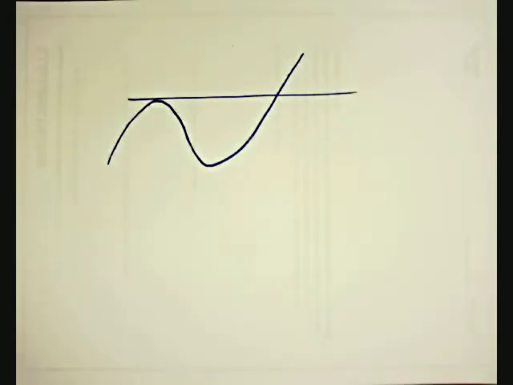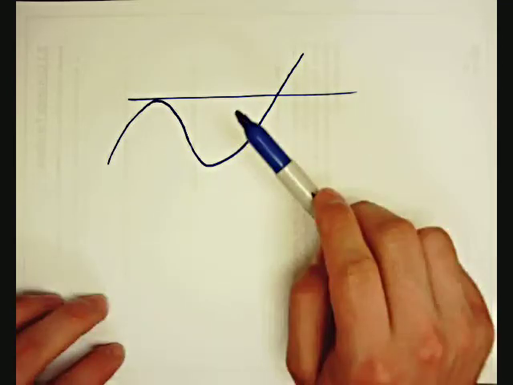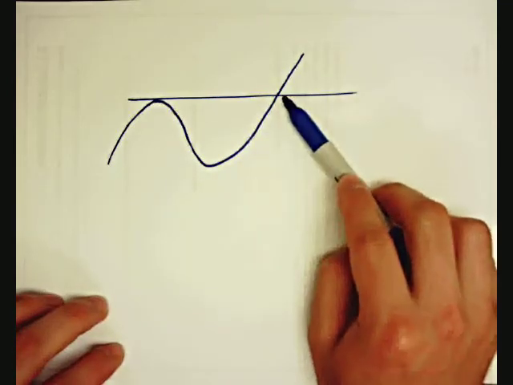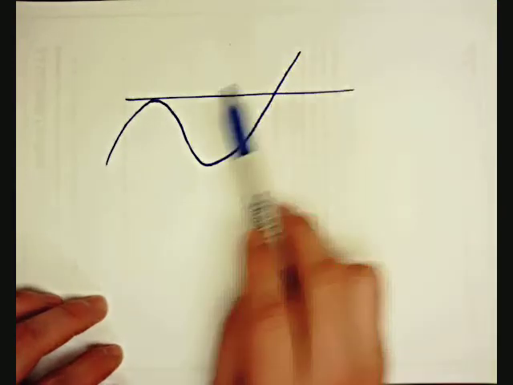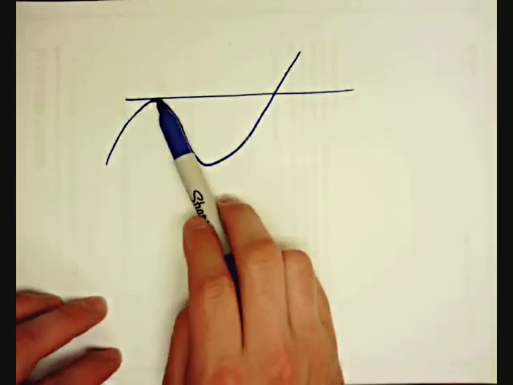If a zero has odd multiplicity, then the graph crosses through the x-axis, like this one. If a zero has even multiplicity, then the graph only touches the x-axis, like this one.